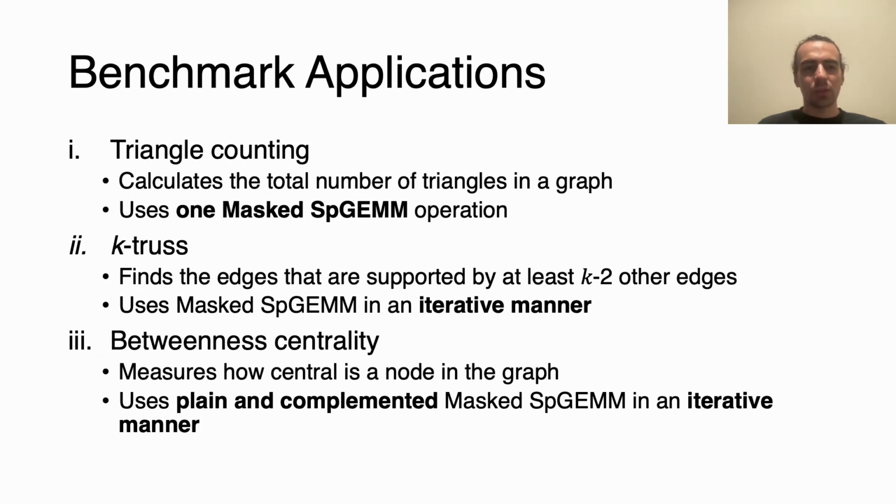For second application, we use K-truss, which is a bit more complicated than triangle counting. It finds the edges that are supported by at least k-2 other edges, and it uses mask SPGEM in an iterative manner. And finally, we have betweenness centrality. Betweenness centrality measures how central is a node in the graph, and it uses plain and complemented mask SPGEM algorithm in an iterative manner.